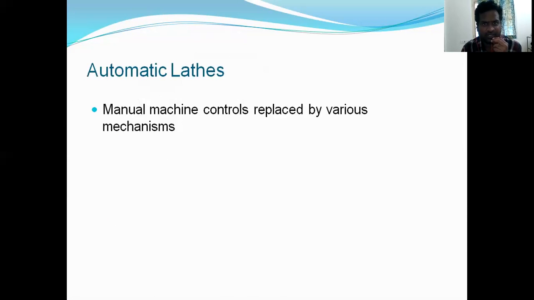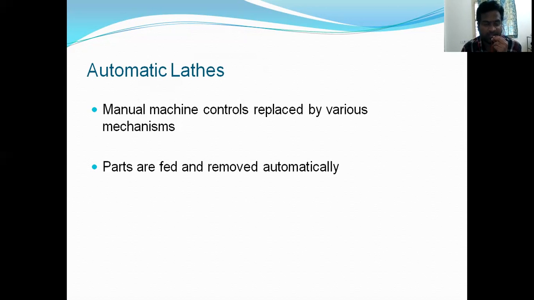Automatic lathes. Manual machine controls are replaced by various mechanisms in automatic lathes, like NC and CNC machines. Here the human intervention is not there. All other controls are replaced with mechanisms, and all these mechanisms are operated by actuators. That's why manual machine controls are replaced by various mechanisms. Parts are fed and removed automatically. In a semi-automatic lathe, the parts are fed and removed by human intervention, but in automatic lathes, parts are fed and removed automatically. So in automatic lathes there is no involvement of humans.